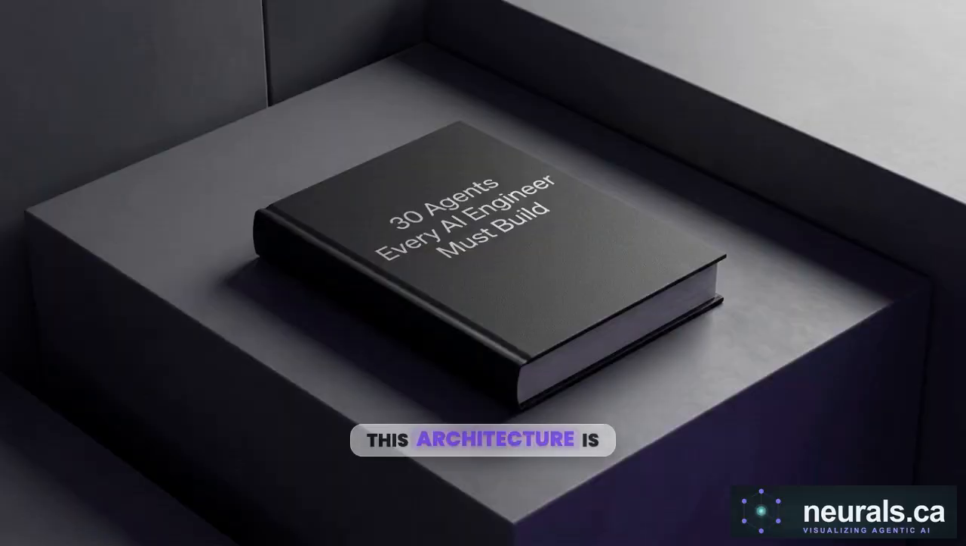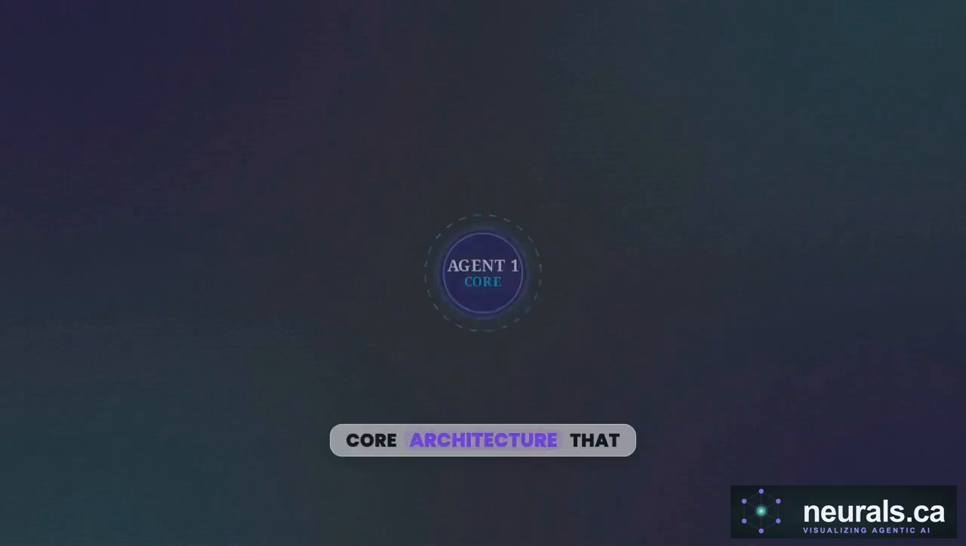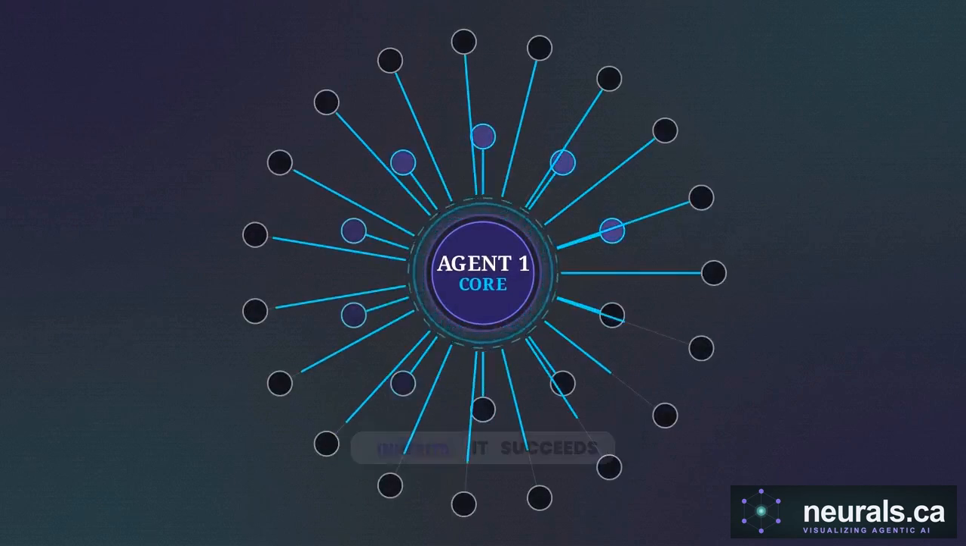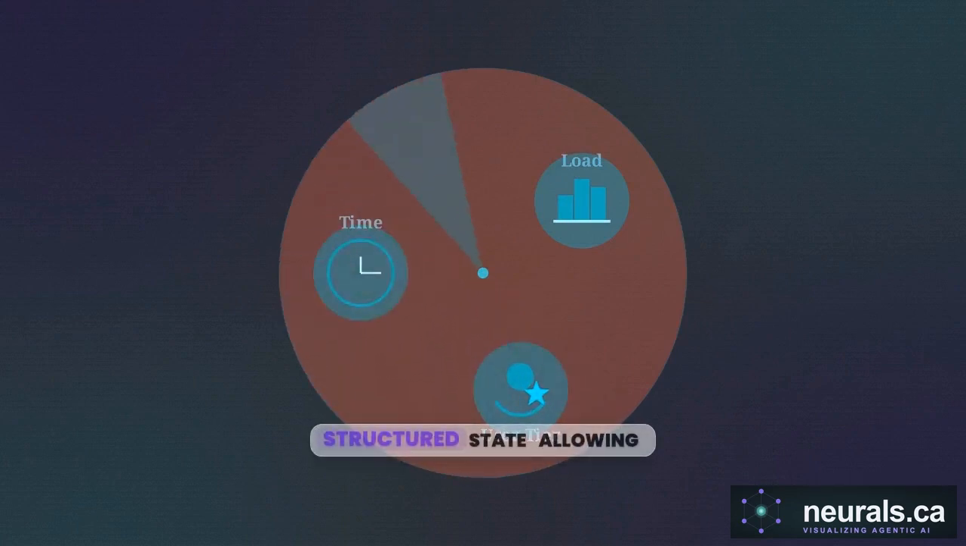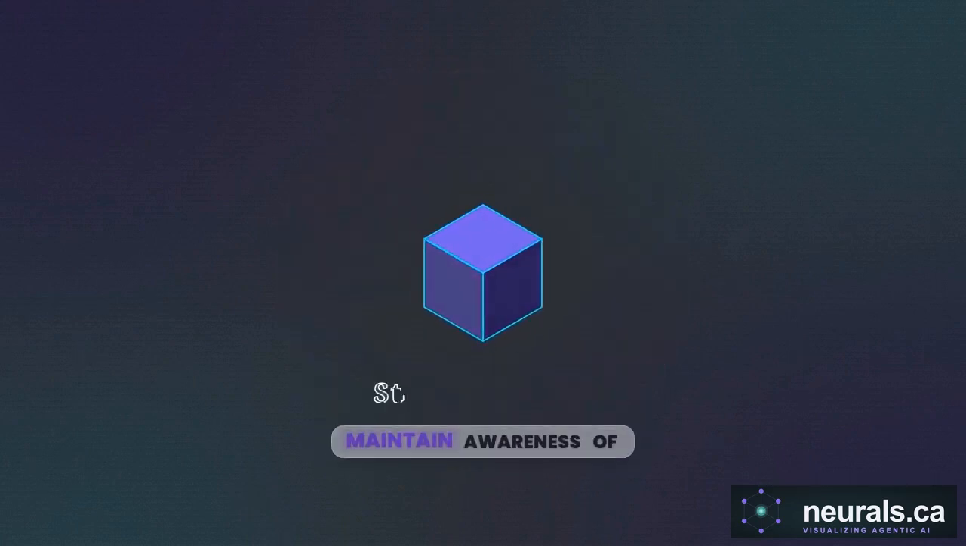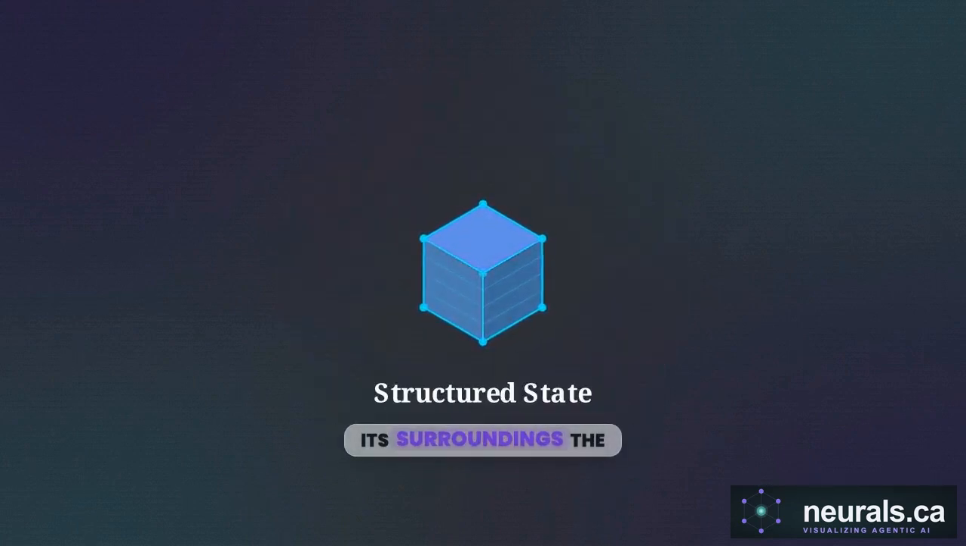The blueprint for this architecture is found in Imran Ahmad's book, 30 Agents Every AI Engineer Must Build. This is the core architecture that every subsequent agent inherits. It succeeds by folding environmental variables into a structured state, allowing the system to maintain awareness of its surroundings.